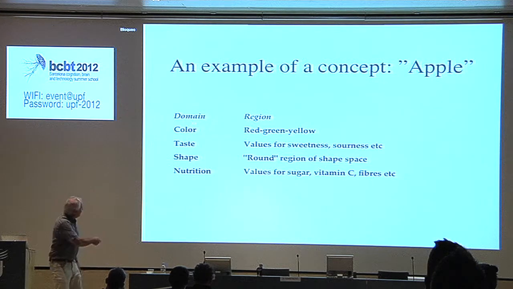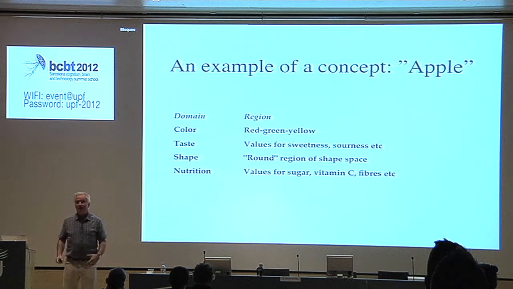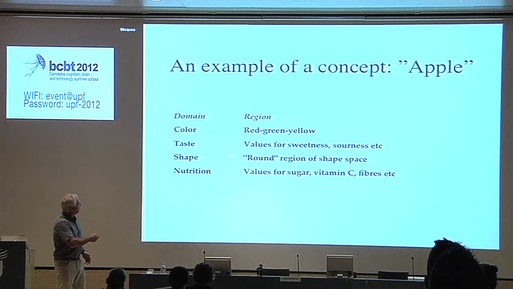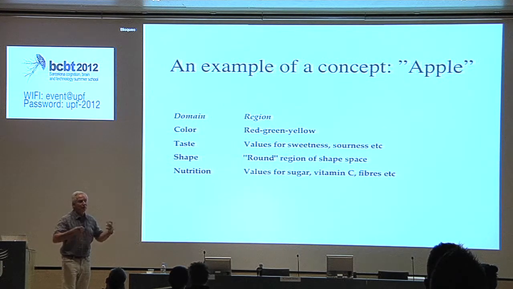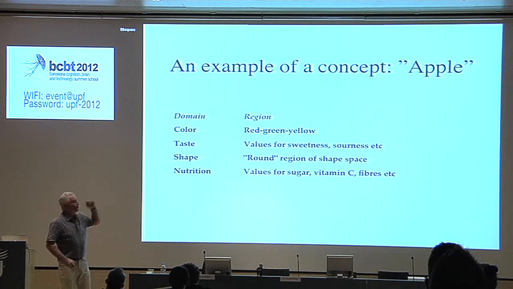So this list of domains is in a sense open-ended. But some of them are more or less characteristic for defining what an apple is. When you're a kid, you learn about an apple from its color, its taste, and its shape. These are the basic domains that you use to learn the meaning of apple. Then you can add further information.